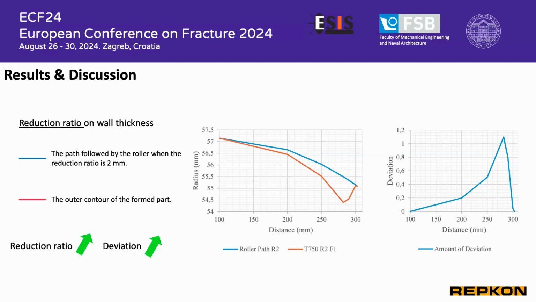What should I understand from this? If I would like to decrease the deviation, to decrease this gap, then maybe I can use multiple steps to form my preform. So if my reduction ratio has to be 10 millimeter, then I can use two steps, 5 millimeter, or 6 millimeter and 4 millimeter. So in the second step, I don't have to use a higher reduction ratio.